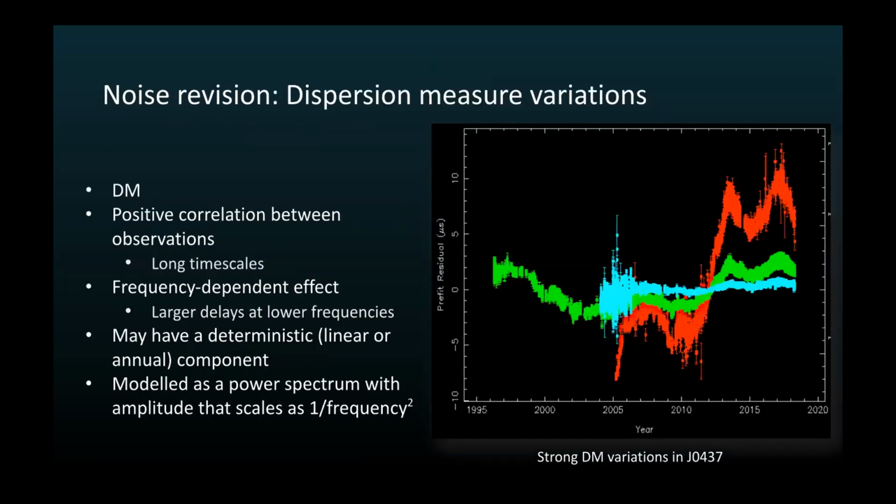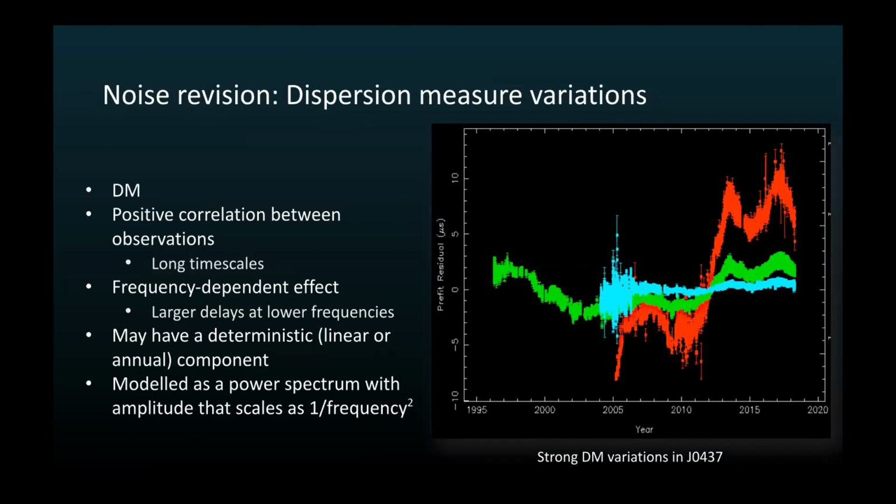The next process we'll look at is dispersion measure variations. These are a lot like red noise in characteristic, in that they have a red power spectrum, meaning that they're stronger at lower frequencies.